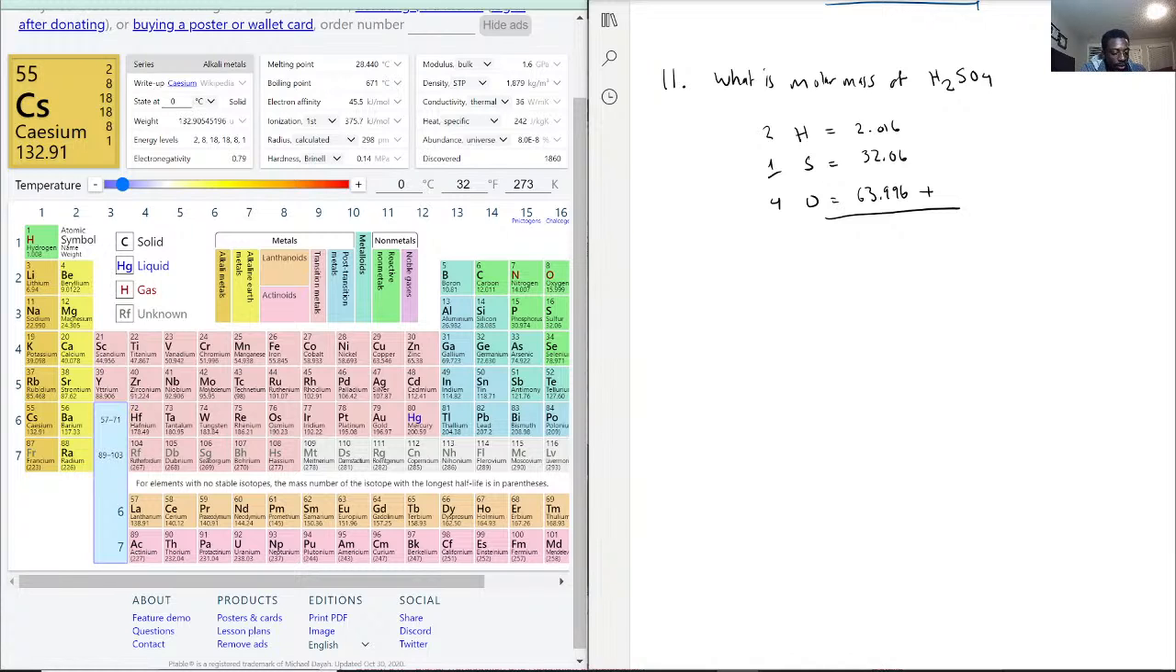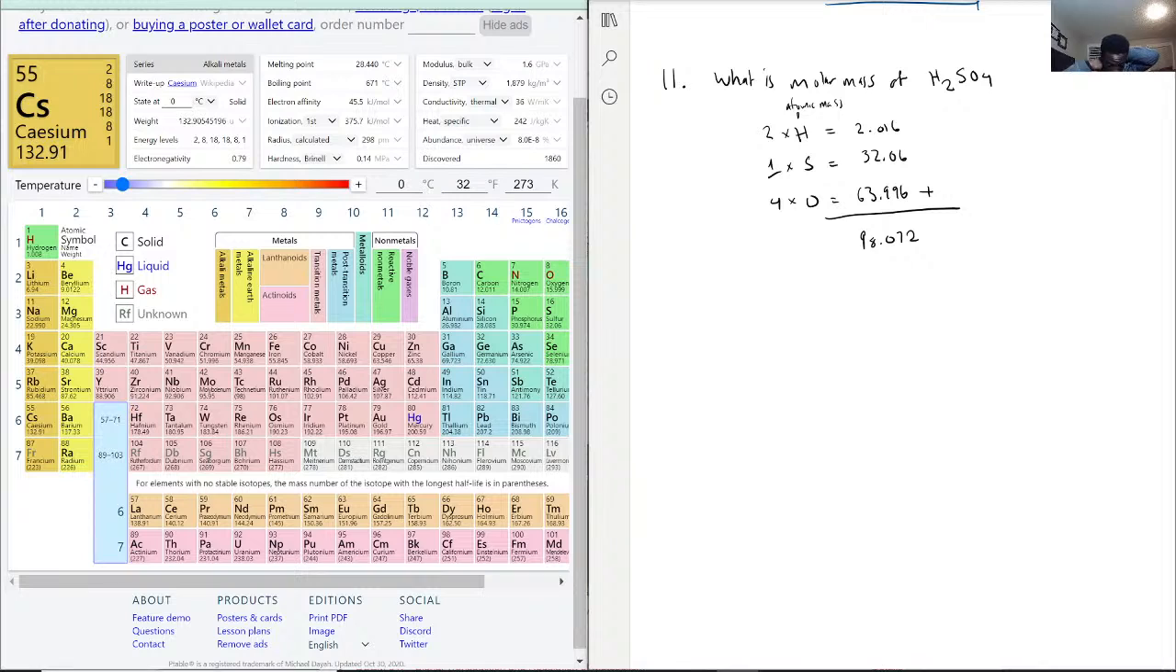So for those wondering where I got these numbers from, I'm using the molar mass of the individual elements, so the atomic mass, and multiplying it by how many of them there are. Hydrogen was 1.008, as you can see right there. So this is how we're getting these numbers if you're curious. When we add them together, we get a molar mass of 98.072.